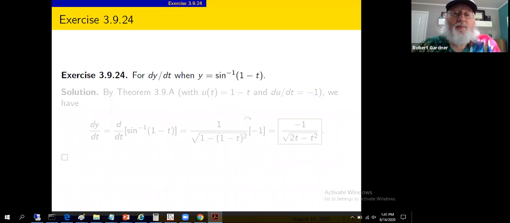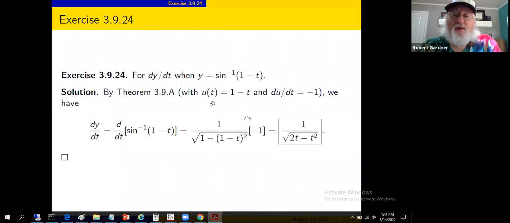Let's illustrate an example. Find the derivative with respect to t of y equals sine inverse of 1 minus t. In symbols of the theorem we just had, we've got the u of t function being 1 minus t. So du dt is just negative 1, 0 plus negative 1. And when we differentiate the sine inverse of 1 minus t, it's a composition of functions, differentiate the sine inverse. Okay, it's kind of wild. All the trig stuff disappeared and you get algebraic stuff, and that's what happened.